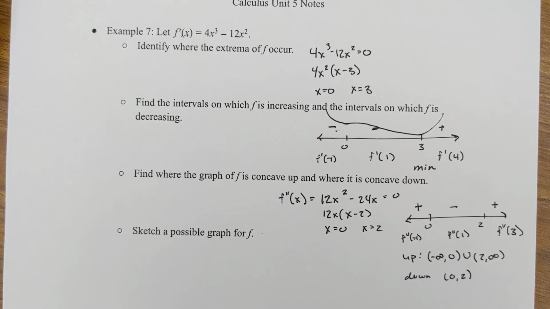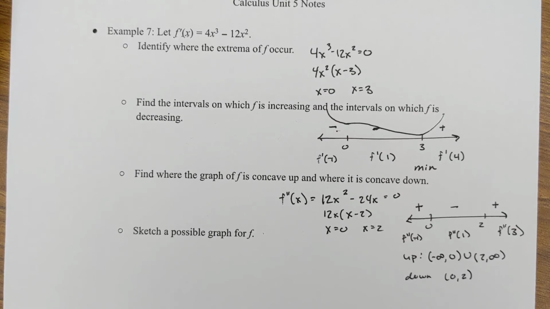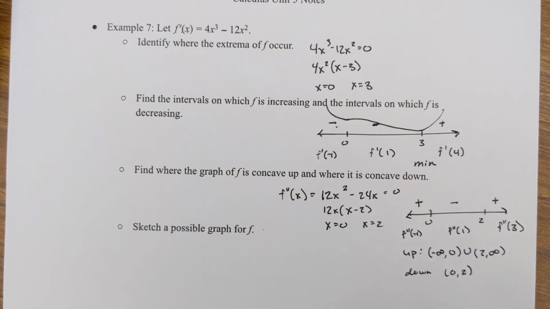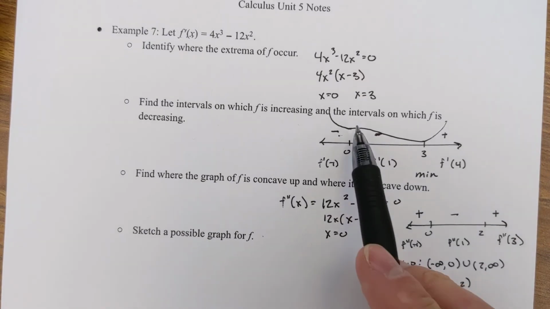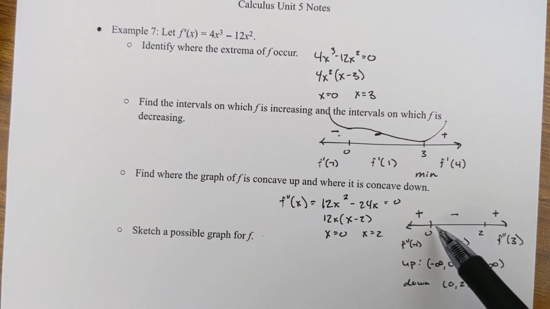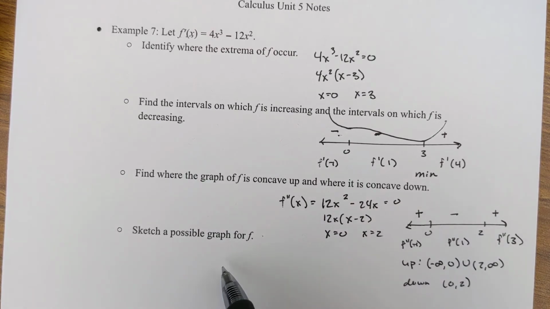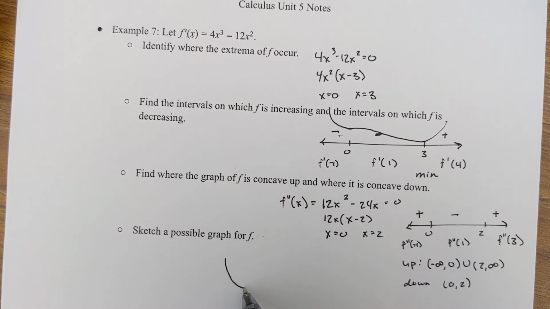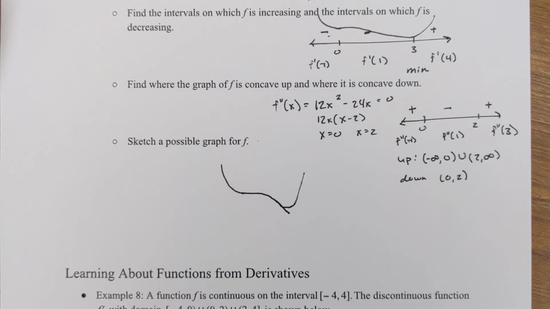That little cup symbol there means the combination when you're joining the two together. So a possible graph, well, I kind of already sketched it here, didn't I? So we're concave up till 0, then we are concave down, so we fall a little bit. Then at 3, we have a minimum. But at 2, we change, so something like that would work.